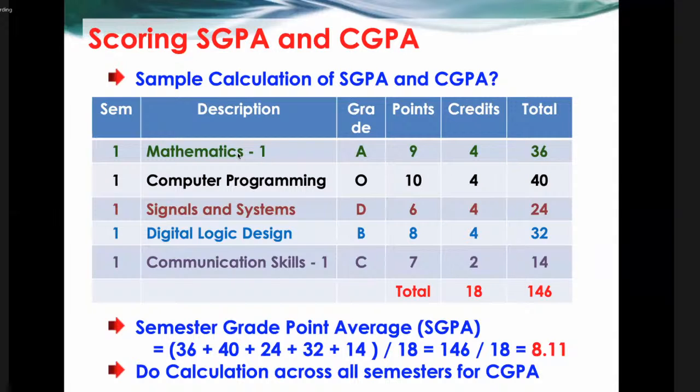For example, you have taken mathematics 1, you got A grade, number of points is 9 for A grade, and then the course is of credit 4. Now you take 9 into 4, it will give you 36. And for the second course, semester 1 I am talking about, computer programming you are taking, you excelled in that course very well, you got O grade, and then the 10 points are associated with O grade. So the course is of 4 credits, so 10 into 4 you will get 40 points. Now signals and systems, you are getting 24 points, you are very weak in that.